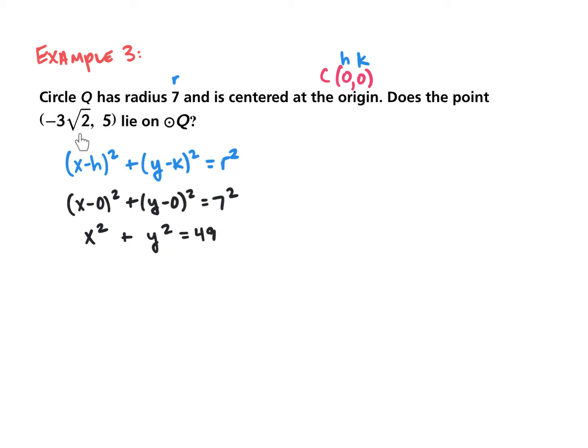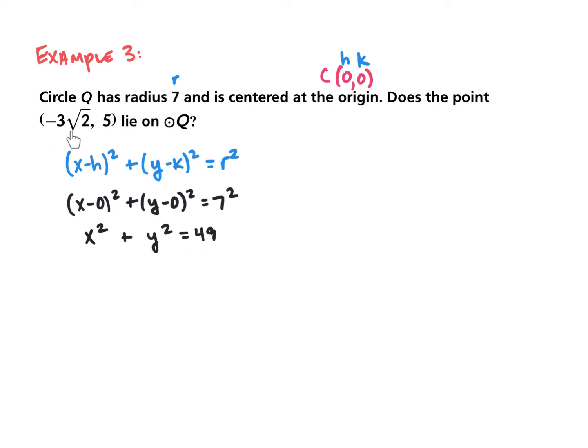Now, to figure out if this point is on it, all I need to do is take this number here, -3 root 2, substitute it in for x. Take this number, substitute it in for y, and check to see if this equation ends up being true. Because every point that is actually on that circle should fit into this equation. When I take its x-coordinate squared and I take its y-coordinate squared, I should get 49.